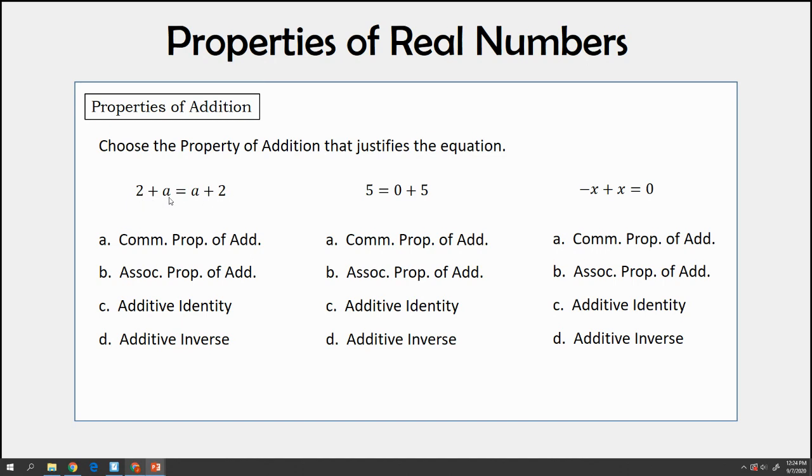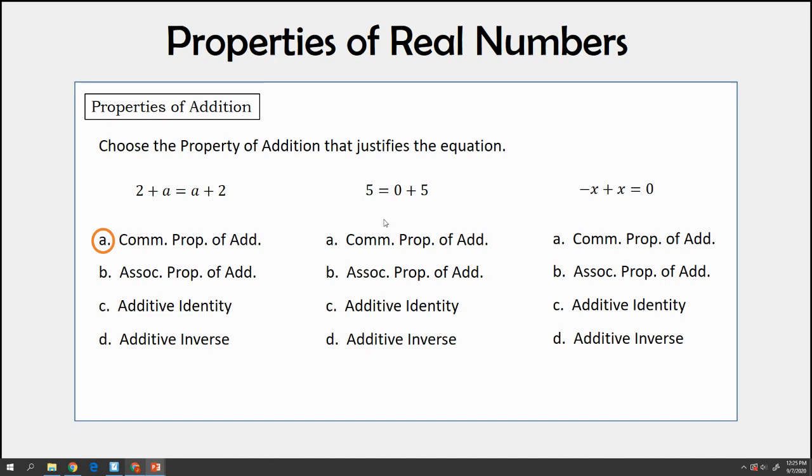It was the 2 first, then the A. Now it's the A first and then the 2. So I changed the order, and order is commutative. This is a commutative property of addition because we're adding. How about this one? The left side is 5. The right side of the equal sign is 0 plus 5.